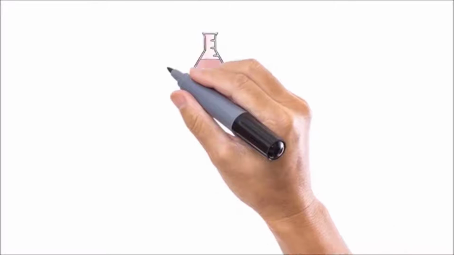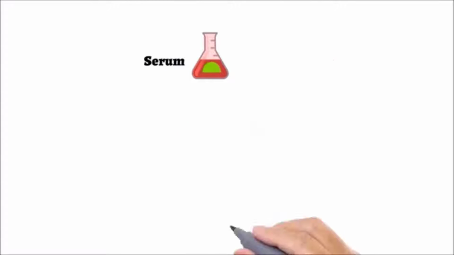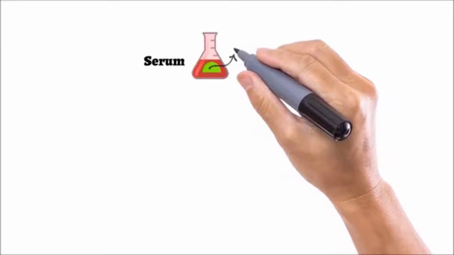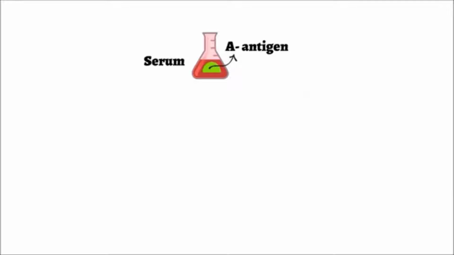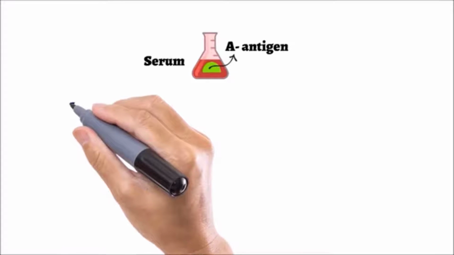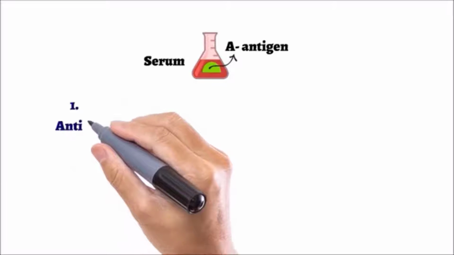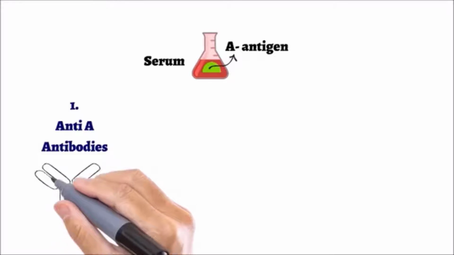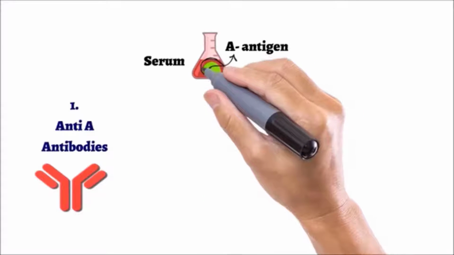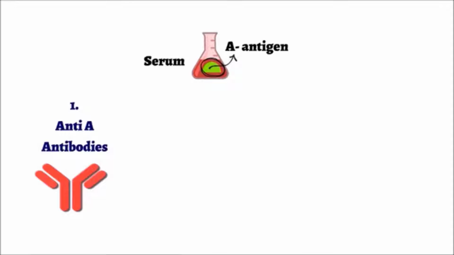Let us assume we have a serum sample and we want to find out the concentration of A antigen present in that particular sample. If we wish to do this, we must have three things with us. First is anti-A monoclonal antibodies against the antigen. That is, this antibody will bind to A antigen present in the sample. These antibodies are generally prepared by hybridoma technology. If you wish to learn more about this technique, click on the link given in the description of this video.